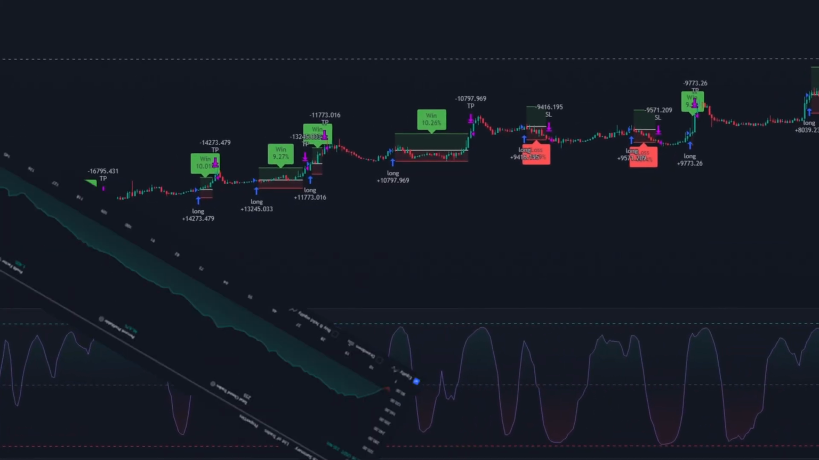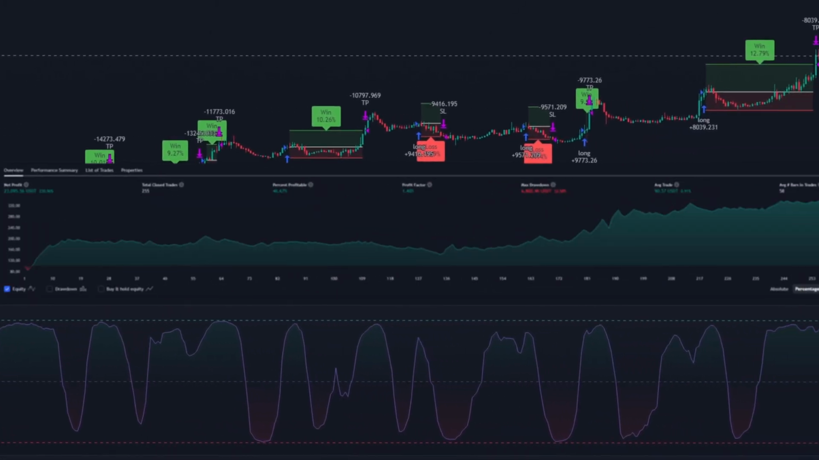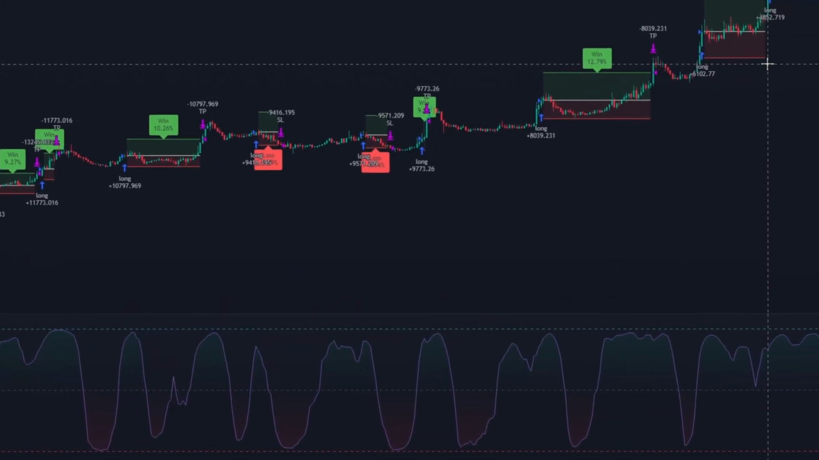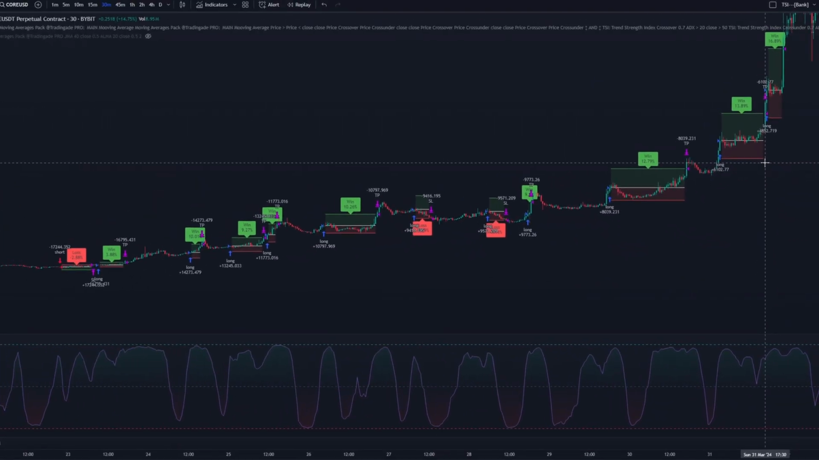Today we're gonna check this simple yet effective trading strategy, so without wasting any time, let's dive into it.